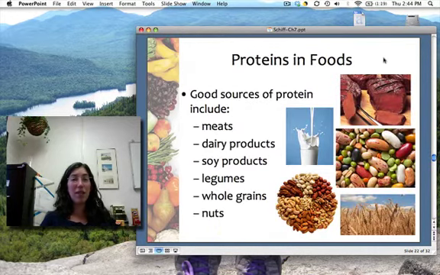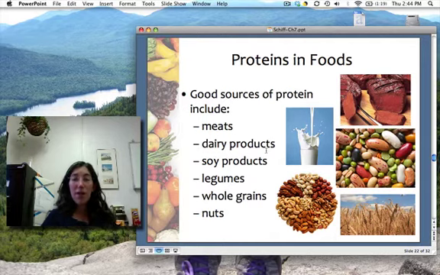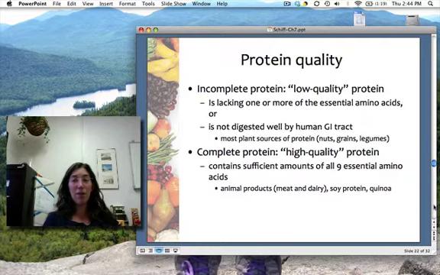So where do we get proteins in our diet? Well, the best sources of proteins are animal products. Meat and dairy are very rich sources of protein. But we also get protein from a lot of plant foods. Legumes, so different types of beans, and peanuts are also considered legumes. Whole grains like whole wheat bread, whole rye, any whole grain, and also nuts and seeds provide a fair amount of protein as well. But there are differences in the quality of the protein from these different foods.